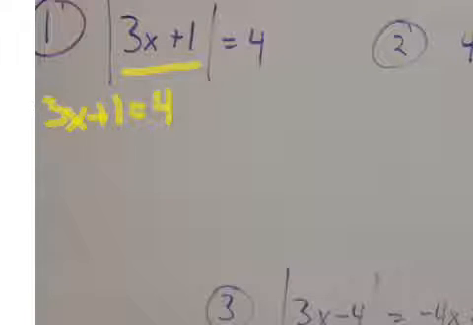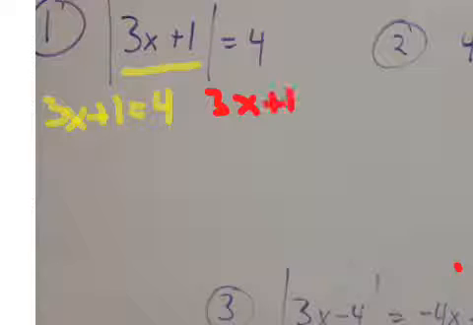The other thing we want though is the absolute value of negative 4 also can be 4. So I'm going to write this as 3x plus 1 can be negative 4 as well. So there's two equations we're solving here, because whenever you see an absolute value, you're going to have two answers if you're lucky.